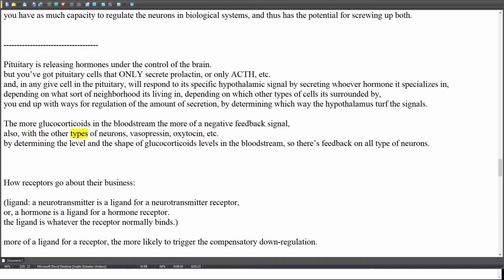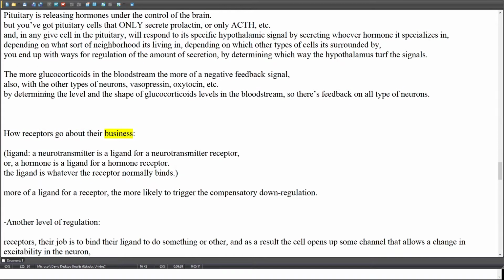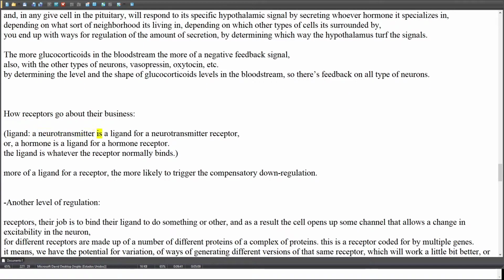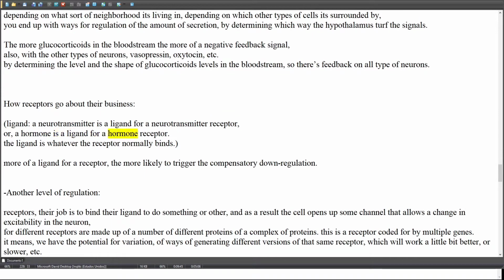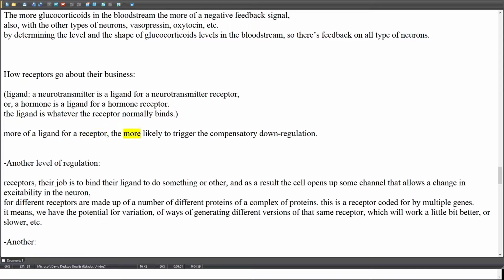Also, with the other types of neurons, vasopressin, oxytocin, etc. By determining the level and the shape of glucocorticoid levels in the bloodstream, there's feedback on all types of neurons. How receptors go about their business. Ligand: a neurotransmitter is a ligand for a neurotransmitter receptor. Or, a hormone is a ligand for a hormone receptor. The ligand is whatever the receptor normally binds. The more of a ligand for a receptor, the more likely to trigger the compensatory downregulation.